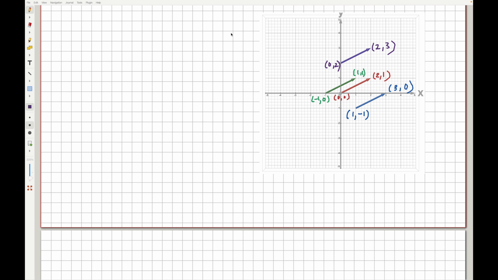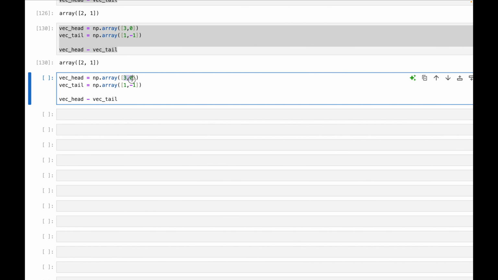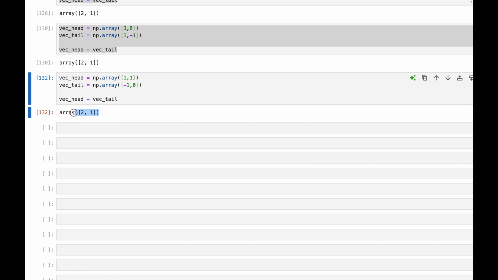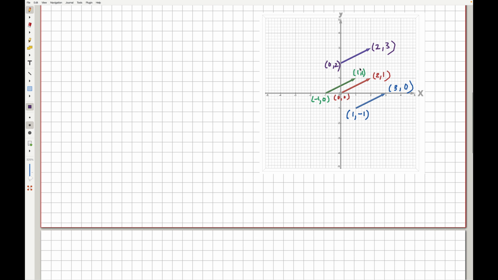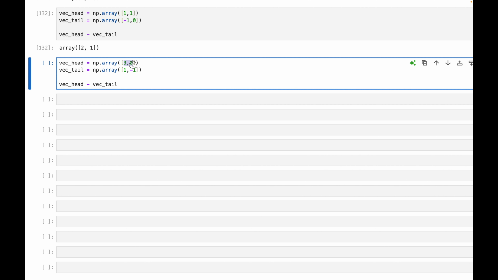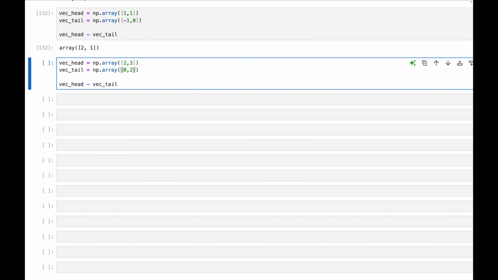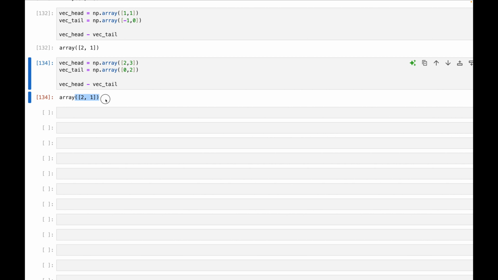If we take the green arrow, for example, the head is 1 1, which is right here. Let's type 1 1, and the tail is -1 0, which is this. If we look at the output, again this is the same vector 2 1, which is the red arrow. Then finally, let's look at the violet one. The head is at 2 3, and we can write that out here, 2 3, and the tail is, I think, at 0 comma 2. So 0 comma 2, and then we look at the output, it is 2 1.